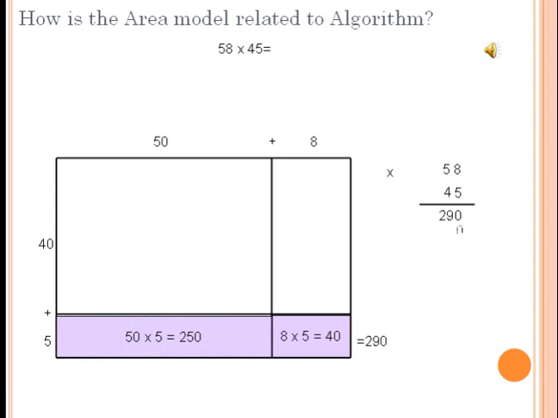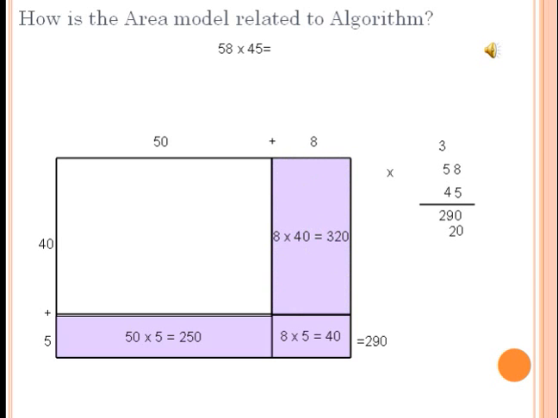Next on the algorithm, I place that 0. I never understood as a child why that 0 was being placed. Again, I now understand that I'm multiplying by 10, so the 0 is actually just a placeholder. In the algorithm, I then multiply 8 times 4 tens, or 8 times 40, which is 320. I place the 2 in the tens place and carry that 300s. Over in the area model, I also can see that 8 times 40 is 320.